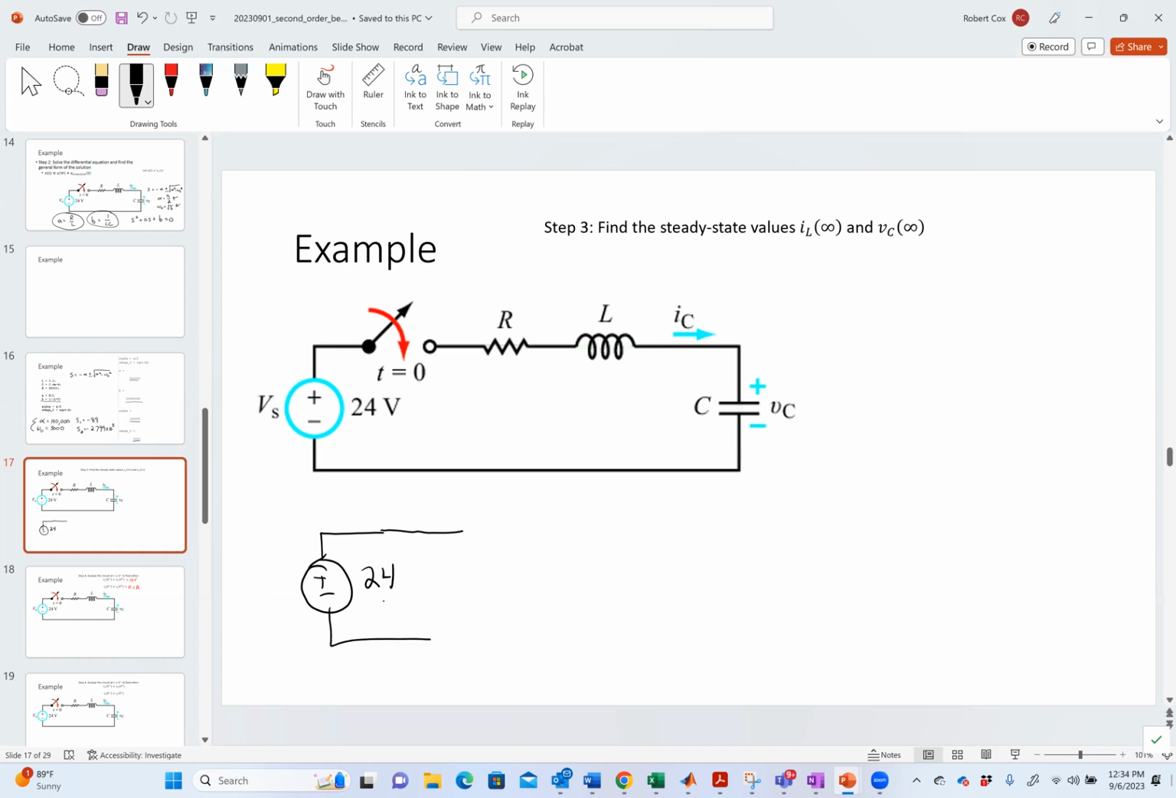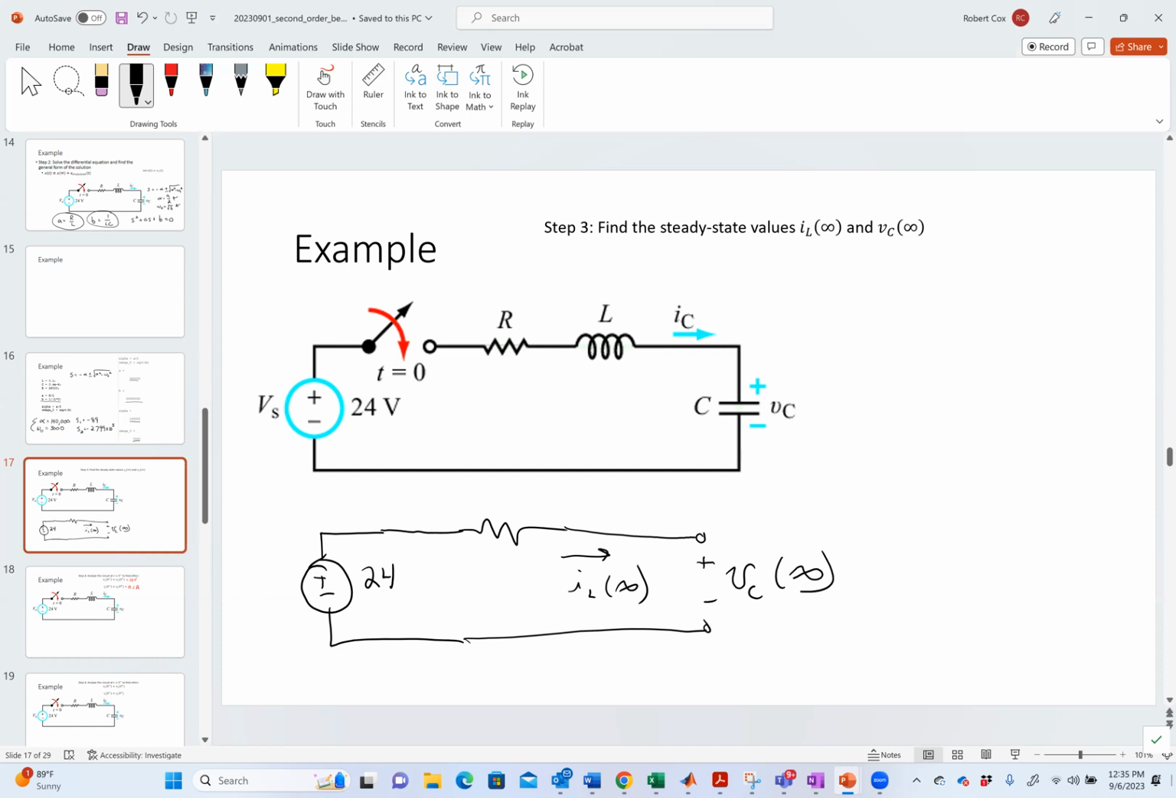I got my switch closed. What do I do with R, L, and C? Well, R doesn't change, right? What's L do? Short, right? What's the capacitor do? Open. All right, so I have V sub C of infinity and I sub L of infinity.